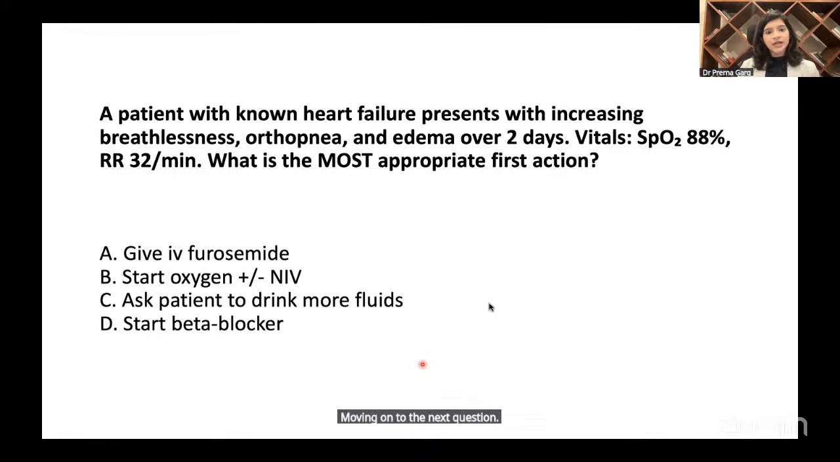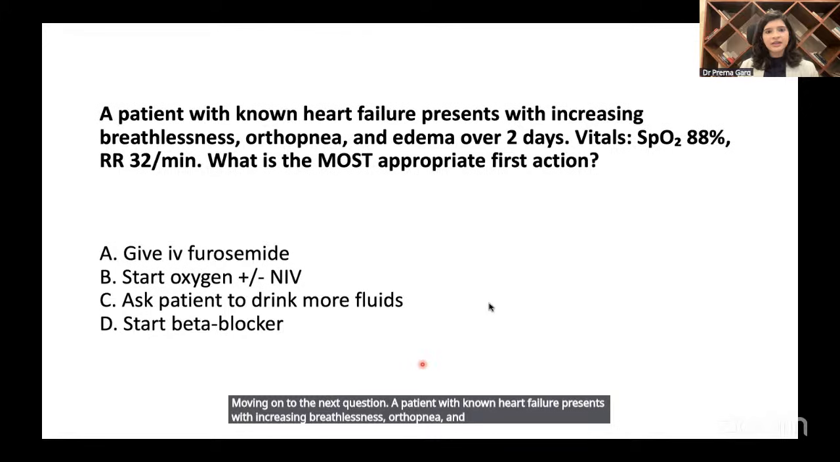A patient with known heart failure presents with increasing breathlessness, orthopnea, and edema. His saturation is 88% and respiratory rate is 32. What is the most appropriate first action? I want you to pick the thing you will do just immediately next.